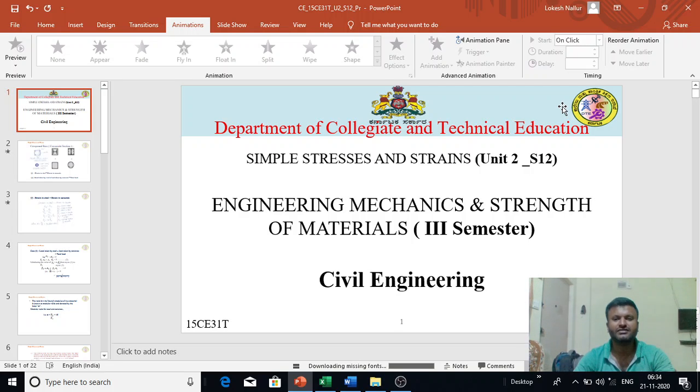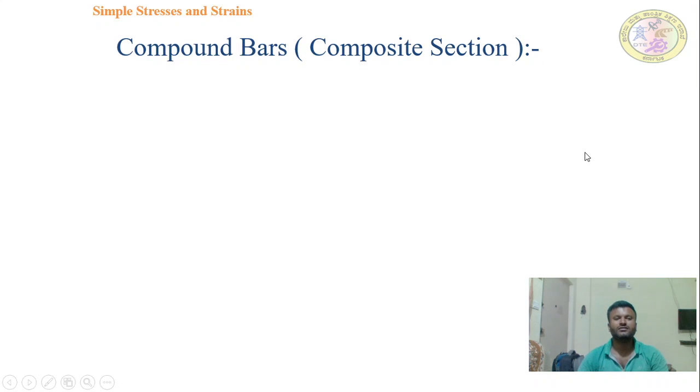So let us start today's session with composite section, which is also called compound bar. What is meant by composite section? A composite section is a material or a structure composed of two individual materials, bonded together and acting as a single material.